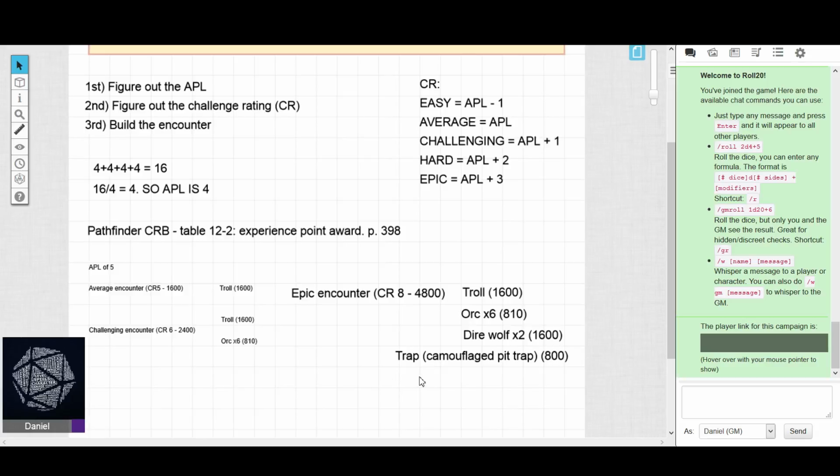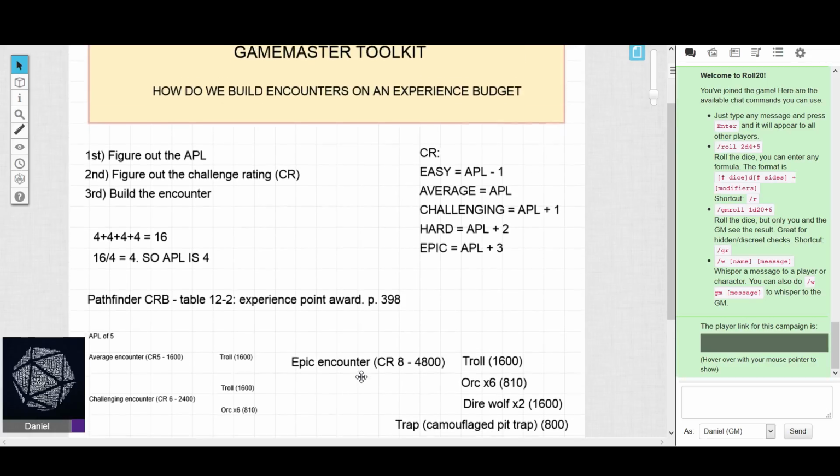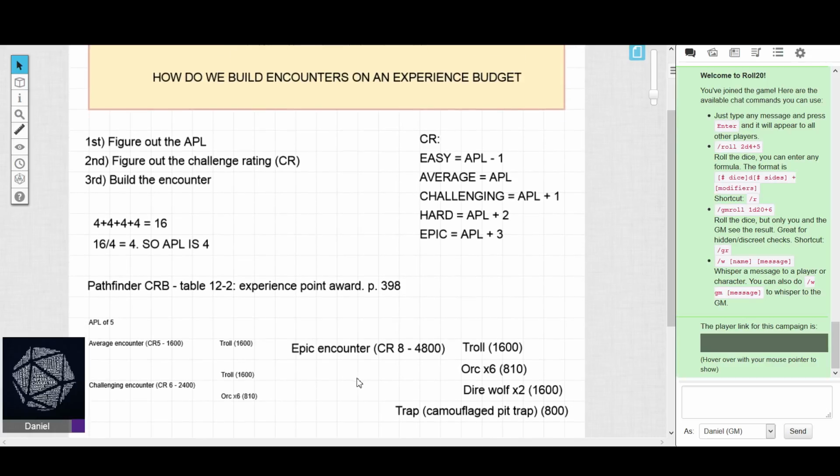So the players are going to step into this if they fail their perception checks and they move onto the part of the map that has the trap. So that could change up the dynamic of the battle real quickly. But now we have an encounter of 4,810 experience points. We've designed an epic encounter on the budget. So this is how you design encounters on the Pathfinder role-playing game experience budget.